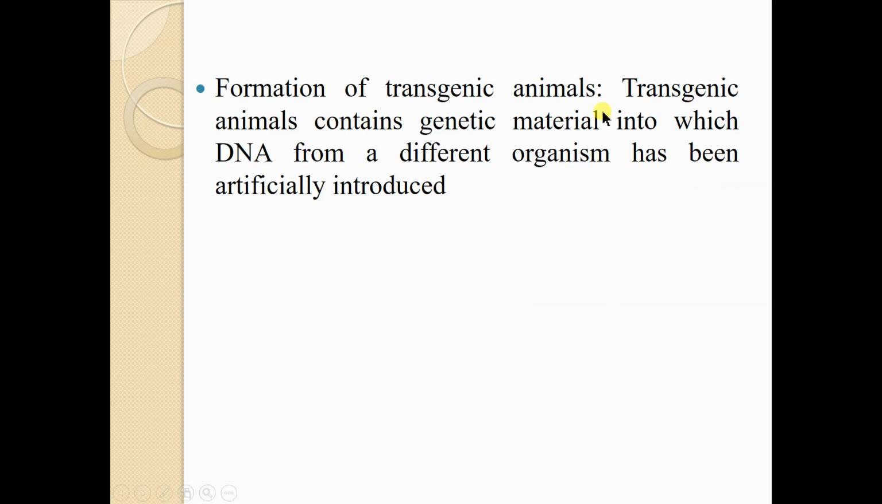And formation of transgenic animals. Transgenic means those animals contain genetic material into which DNA from a different organism has been artificially introduced. That is also produced by recombinant DNA technology. Like the sheep named Dolly, which was first synthesized as a transgenic animal by recombinant DNA technology. And the first protein synthesized by recombinant DNA technology was insulin, which we normally use for the treatment of diabetes mellitus patients.